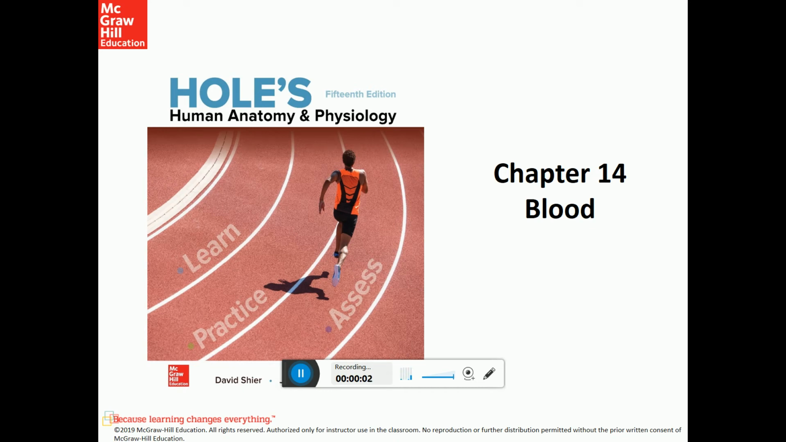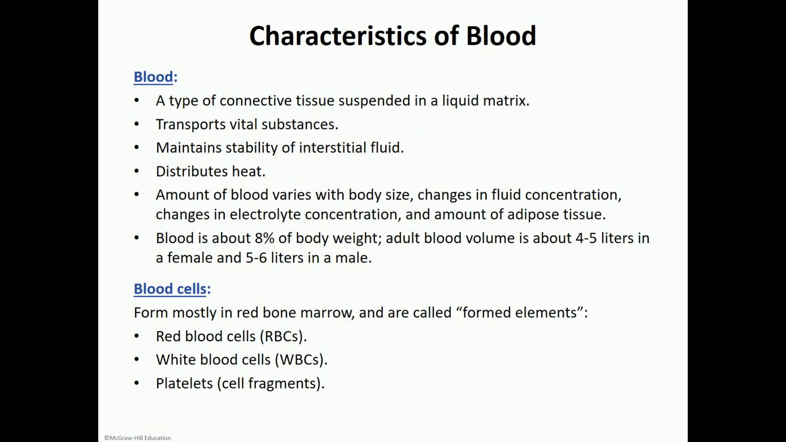Welcome to Chapter 14. Chapter 14 talks about blood, so we'll be discussing blood cells and their functions. First, a little introduction about the blood system.